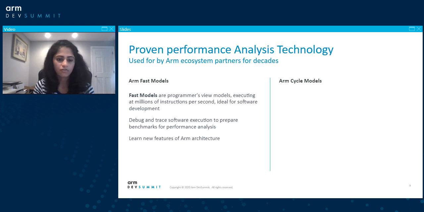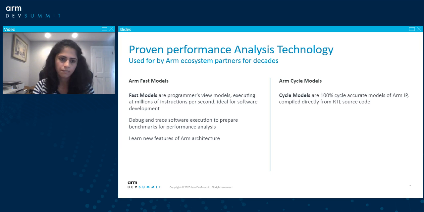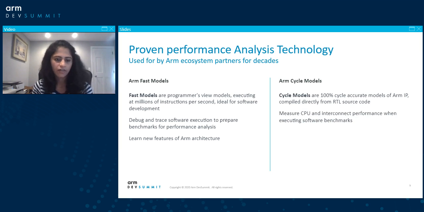Now, ARM cycle models are very detailed models. They are 100% cycle accurate models of the ARM IP. They are compiled directly from the RTL source code. They are extremely useful for users to take their validated software stacks that have been running on their fast models, port that same software on the cycle model system, and now understand the number of cycles and the number of instructions that workload would take to execute on a particular piece of ARM IP. They are also used widely by partners to understand system-level performance analysis concerns like SRAM utilization and memory and bandwidth utilization of your system.